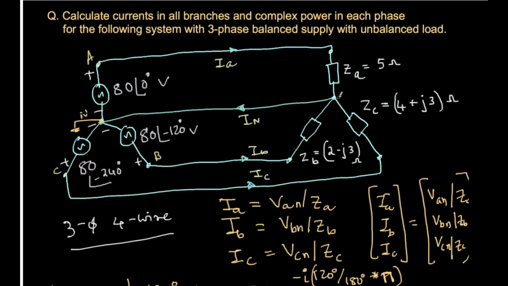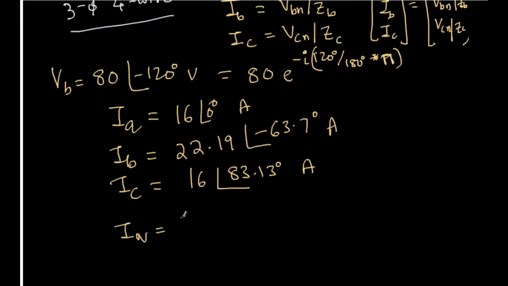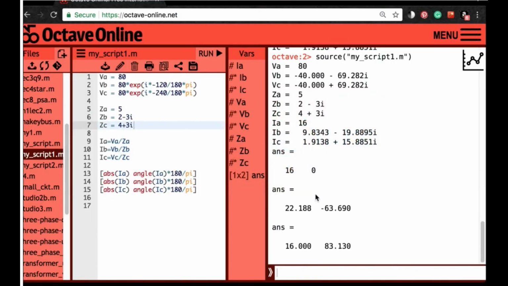Now what about IN? So if you look at this point, IA is coming towards this point through the impedance. IB is also coming towards this point through this impedance, and IC is coming like this. All the three currents are meeting here and then going back. So if I apply Kirchhoff's current law at this point, I'll simply get IN is equal to IA plus IB plus IC. So it's a simple calculation. So let's do it right away. I'll go back to my code, and here I'll just define IN is equal to IA plus IB plus IC.